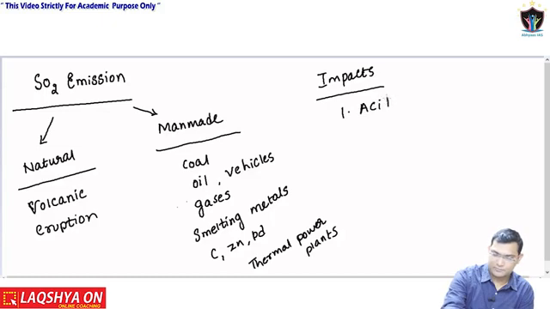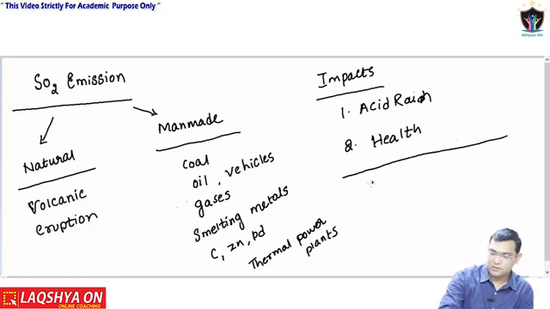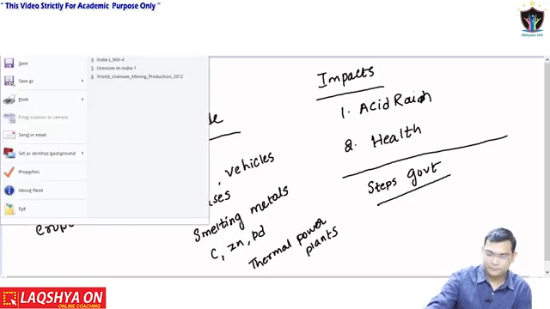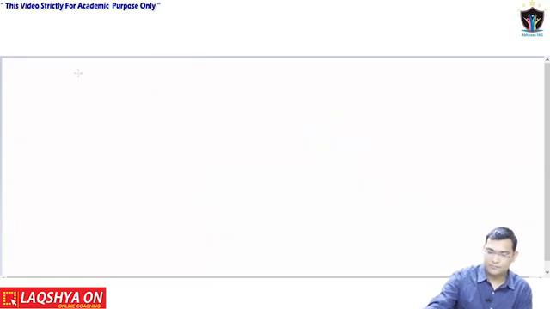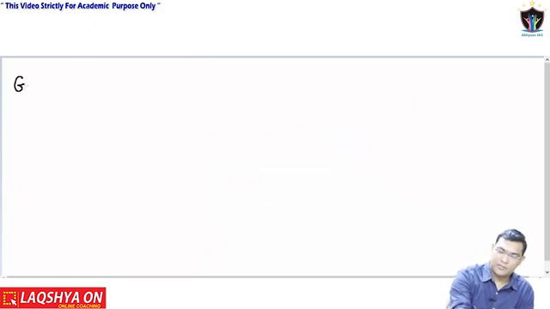Acid rain. Second one, health impacts will be there. Okay, what are the steps taken now? Steps taken by government. What are the steps? Government steps.